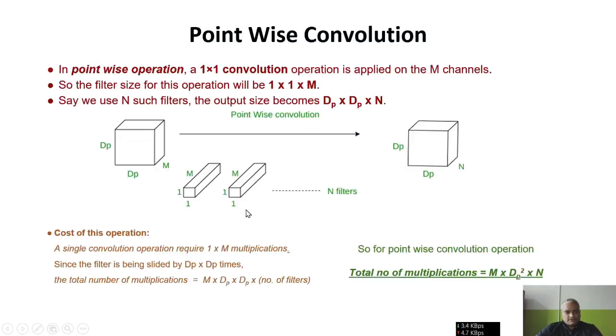Now the cost of this operation: a single convolution operation for this filter on this input is 1 cross M multiplications. So the total number of multiplications is M, the number of channels, multiplied by DP cross DP, so that we get the output DP cross DP, multiplied by the number of filters. There are N filters. Then the total number of multiplications is M cross DP square cross N.